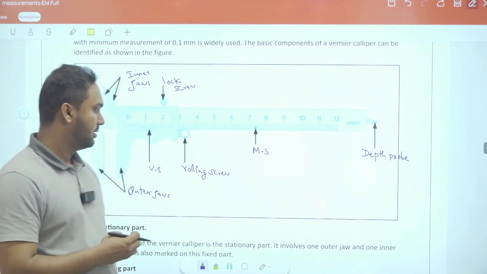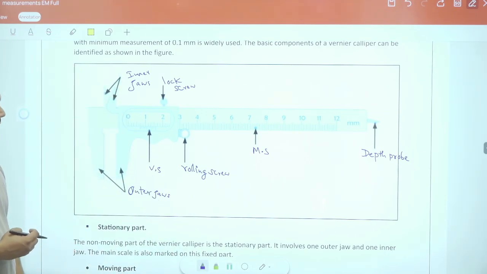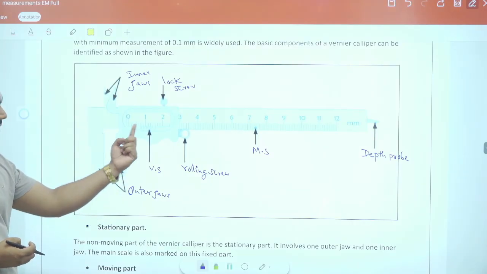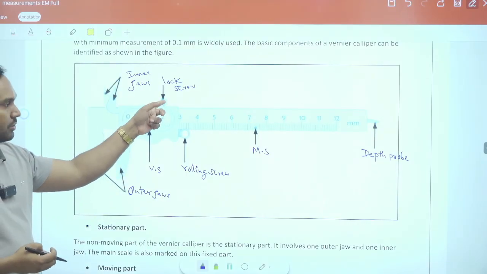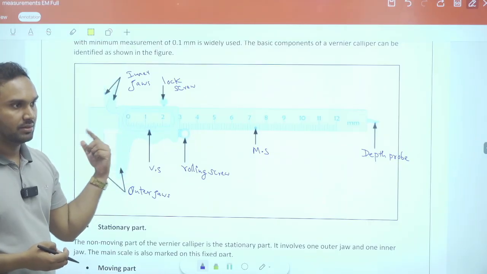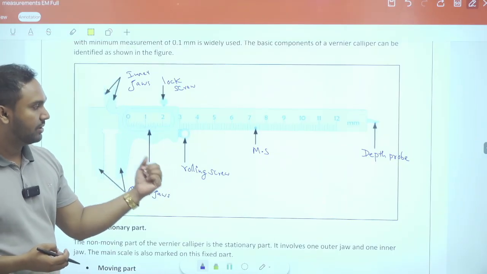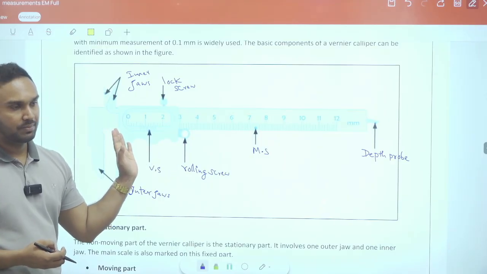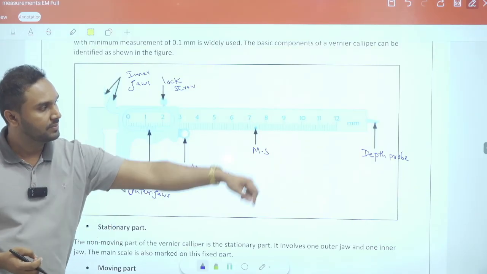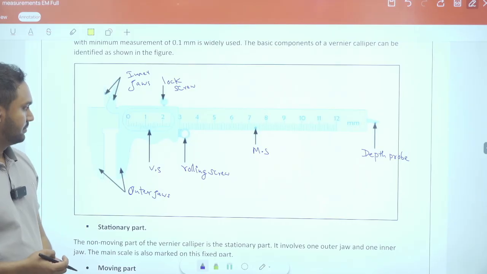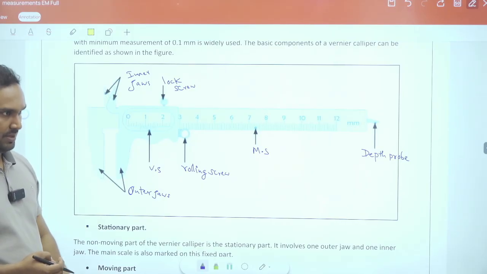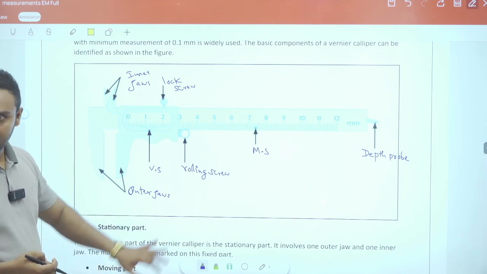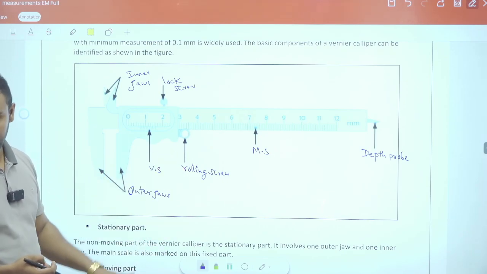So the inner jaws, outer jaws, the vernier scale in the middle, the lock screw to lock the moving part, and the rolling screw to move the moving part, the main scale, and the depth probe. That's all. So you labeled it? You're done labeling it? Yes. You ready?